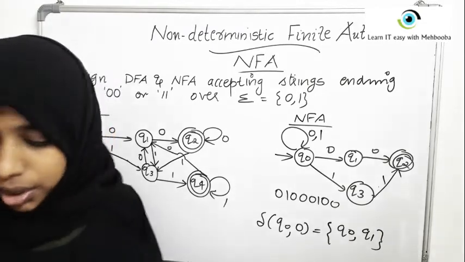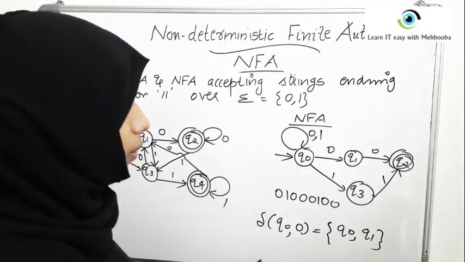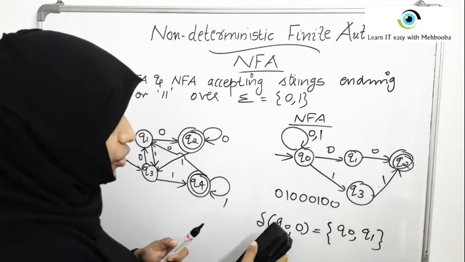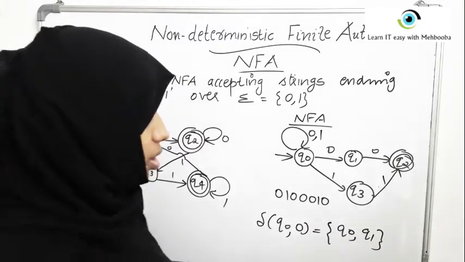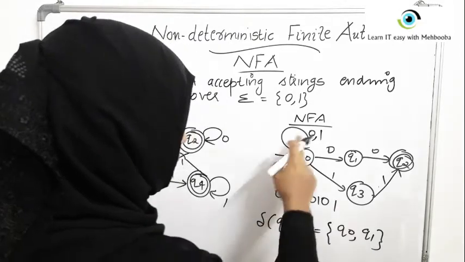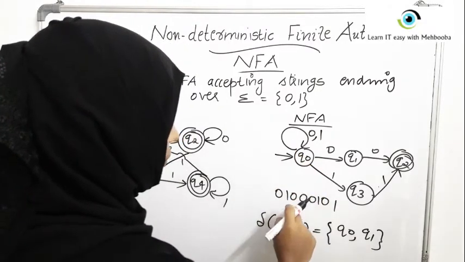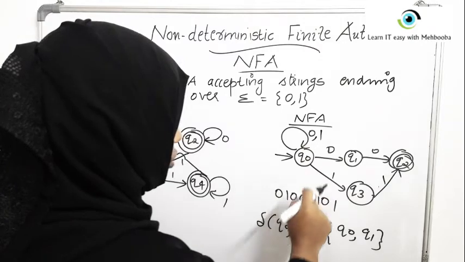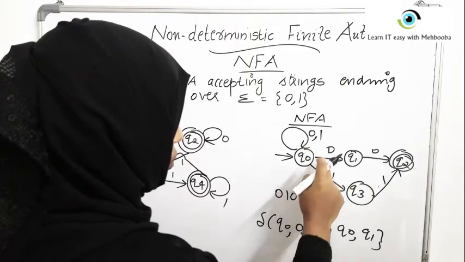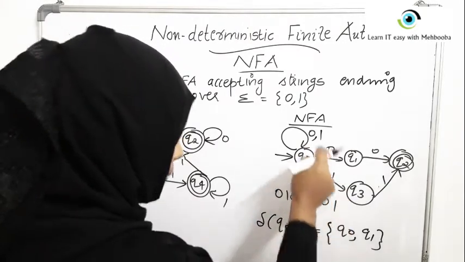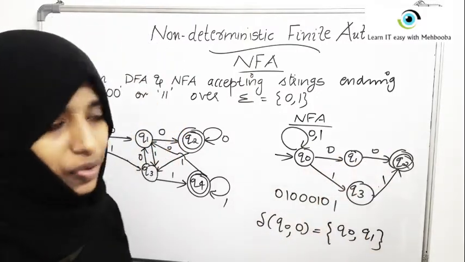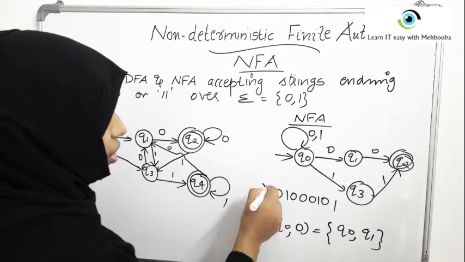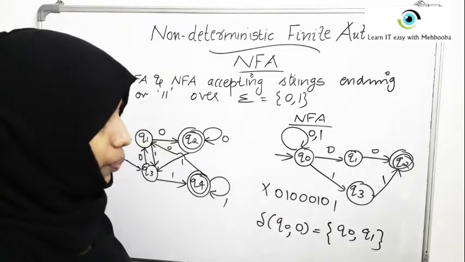All the invalid inputs will be rejected also. For example, if it was 0 1, for 0 stay here, for 1 stay here, for 0 stay here, for 0 stay here, for 0 stay here, for 1 you may stay here, for 0 you may come here, for another 1 you can't reach the goal state. So this input will be rejected because it is an invalid input.